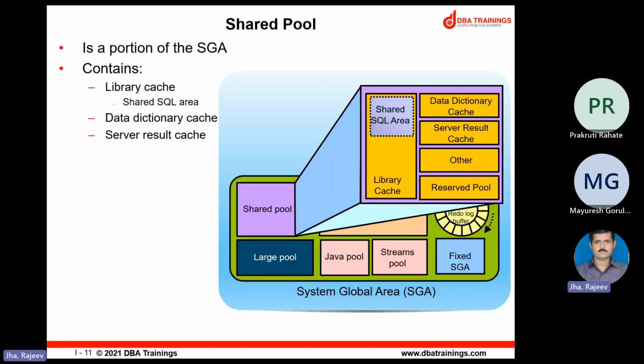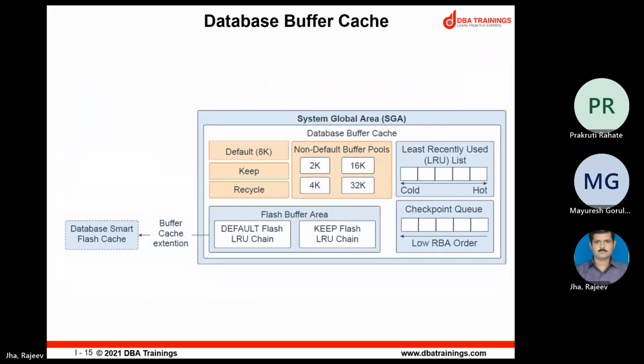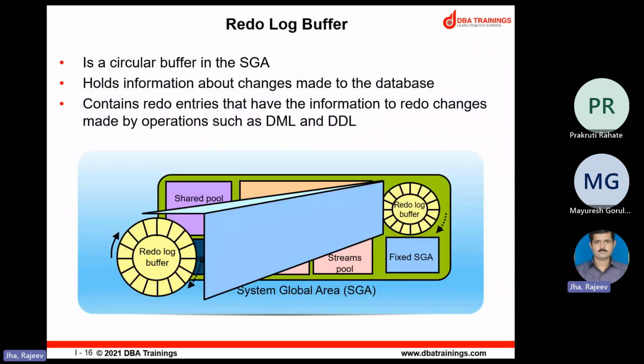So that was the shared pool we talked about. Then we talked about the buffer cache, the two components. Now let me go to the third component in the memory. We are going to talk about the redo log buffer. So what is the use of the redo log buffer and why do we use it?